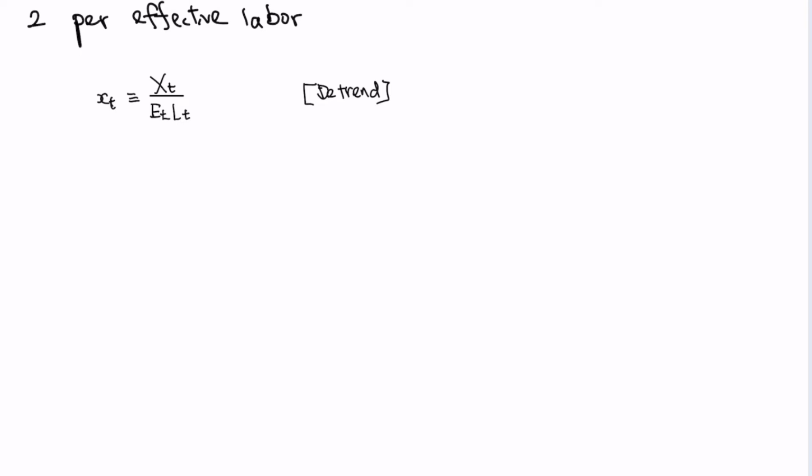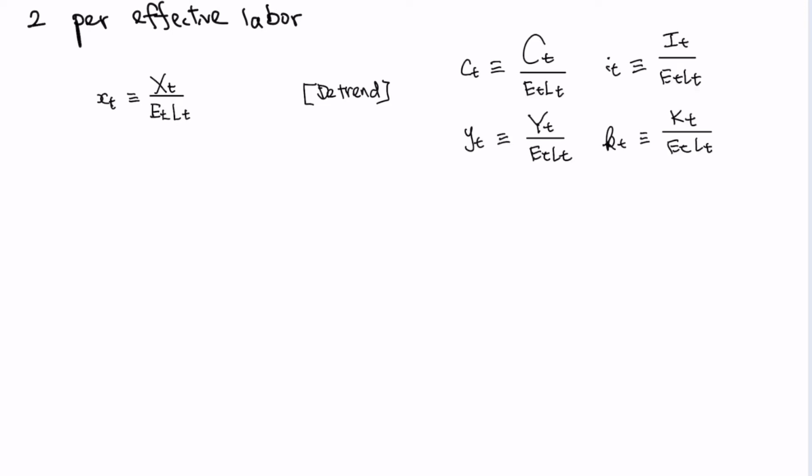So then we need to do something called detrending, and we introduce a term that is called per effective labor. Because we define the variable in this way, we define the lowercase ct to be the uppercase CT divided by ET and LT. We apply the same practice for output, investment, and the capital stock. So now let's take a look at the equations. Once we define these new variables, how will that affect the system of equations?